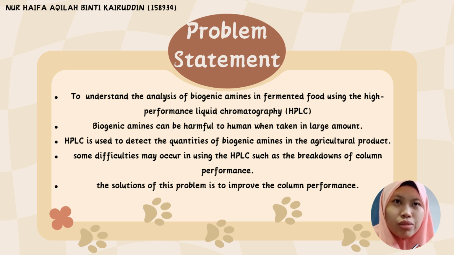Some difficulties may occur when using the HPLC, such as the breakdown of column performance. The peak in the spectrum may be broadening and make it harder to see and to analyze the product. However, one of the actions that can be taken is to improve the column performance of the HPLC. This action may reduce the problem and make it easier to get the desired result. That's all from me. Thank you.